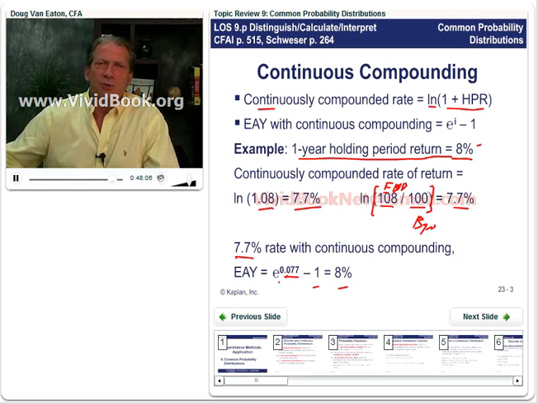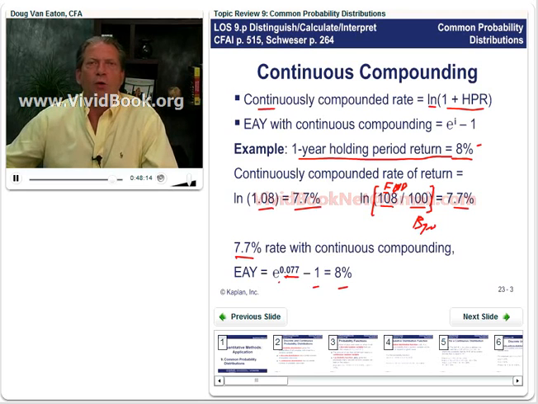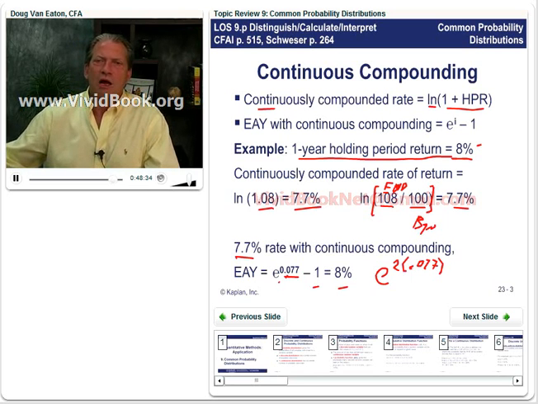And one of the nice things about continuous compounding with this rate, say I said, well, what's the 2-year effective holding period yield? Well, I can just take e to the 2 times 0.077. So I just double that exponent, and that gives me the effective 2-year. And so in that way, it's a little bit easier to work with in doing compounding problems than trying to compound for 2 periods with a discrete annual rate.